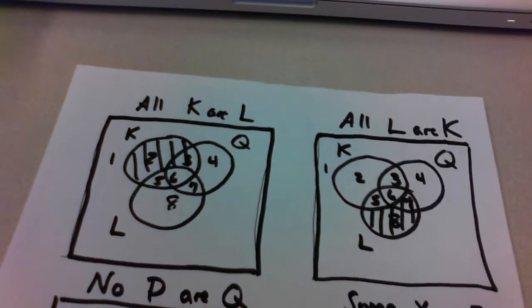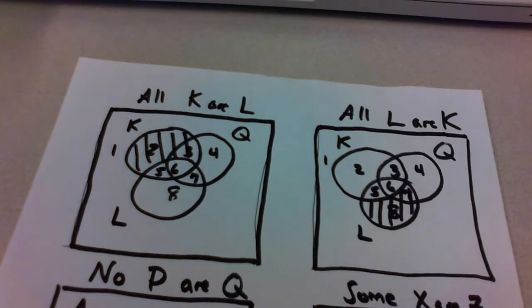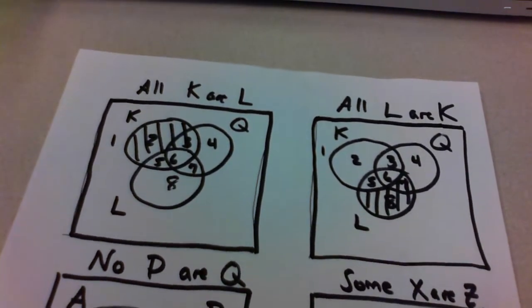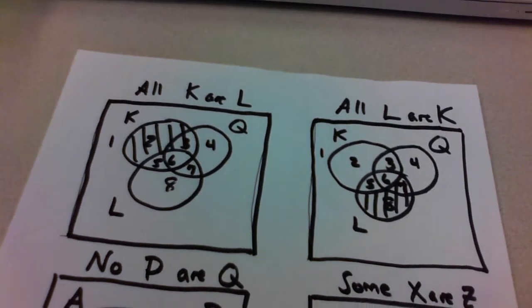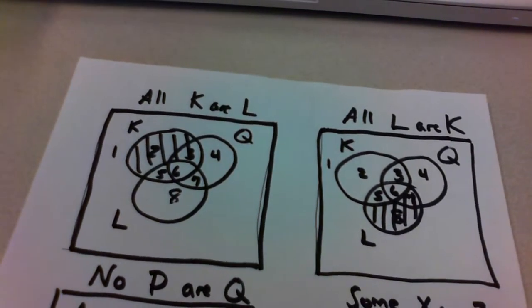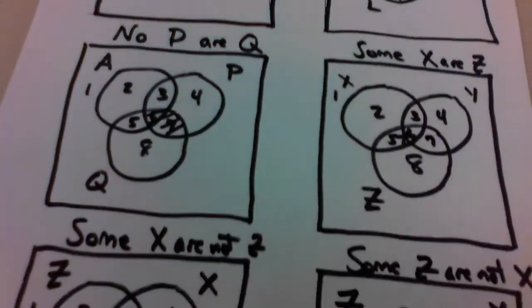The method, a good method anyway, is take a look at the L's. Forget about the other circles. L's are areas 5, 6, 7, and 8. If all those things also have to be K's, you couldn't have any that aren't K's. 7 and 8 get shaded out.